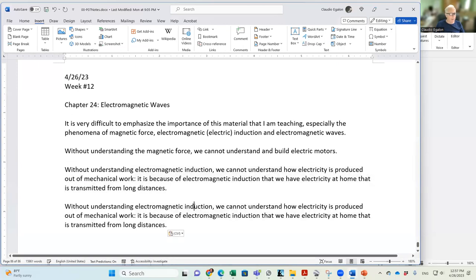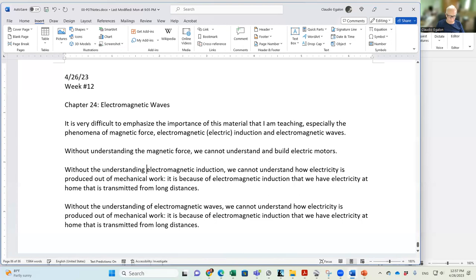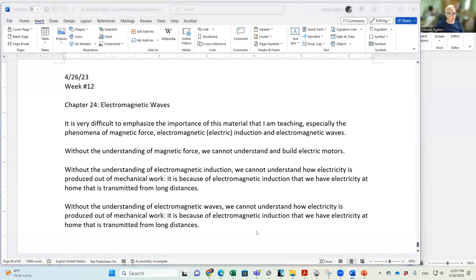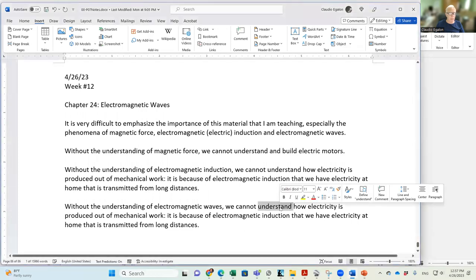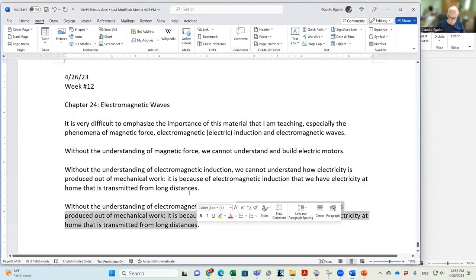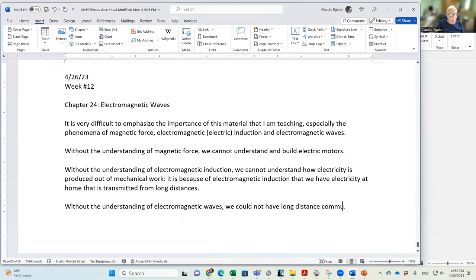Also, without understanding electromagnetic waves, let's write this way: without the understanding of magnetic force, electromagnetic induction, and everything else, not just those three topics but everything else that we have been teaching, and without the understanding of electromagnetic waves, we could not have long distance communications. Even more important, not just regular long distance, but long distance wireless communication that we have today with our cell phones.